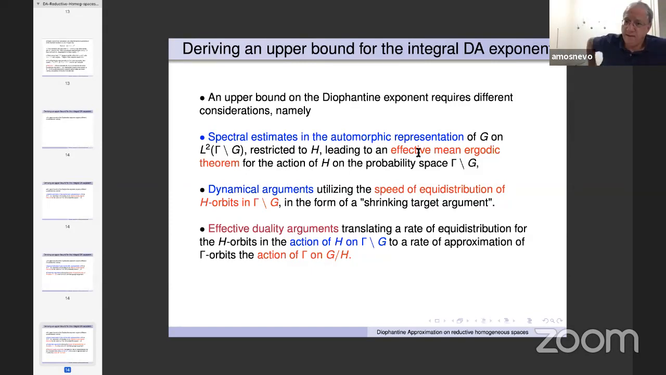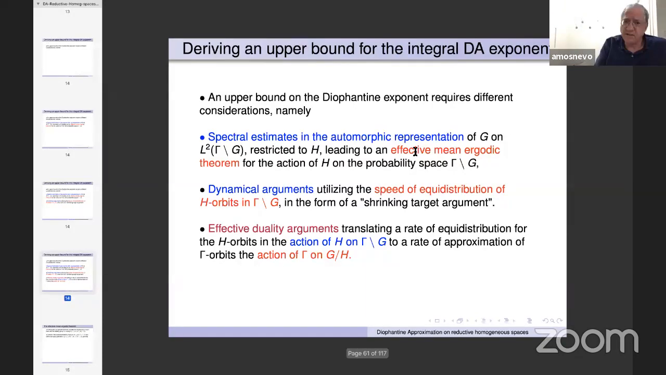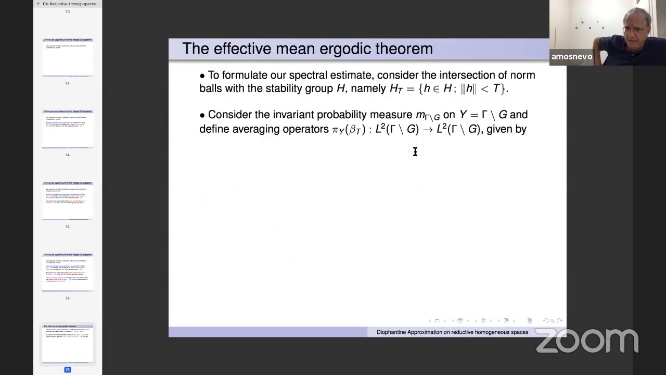The recipe of duality means if you want to understand something about the orbits of gamma on G mod H, it'll be very useful for you to analyze the orbits of H in G mod gamma. So in homogeneous dynamics, this is really an axiom, but actually I think it's very common also in other problems in geometric analysis on homogeneous spaces. Okay, so let us start with these ingredients, and we're going to start with the effective mean ergodic theorem.